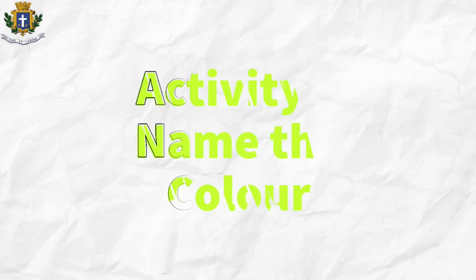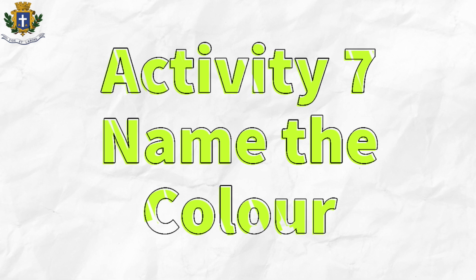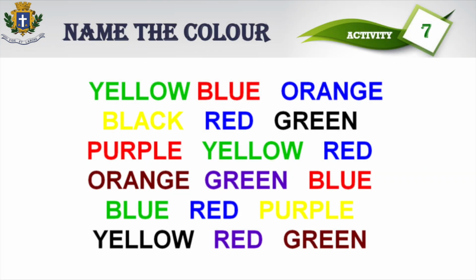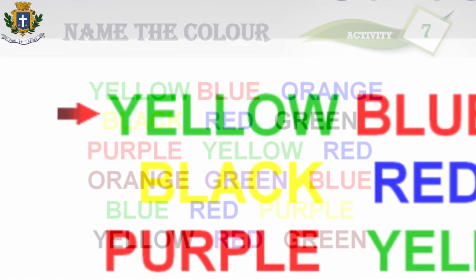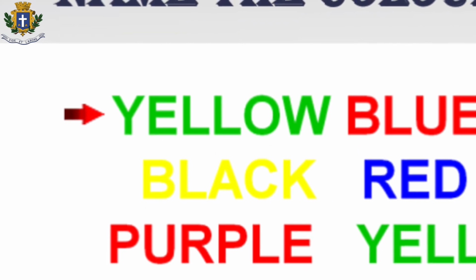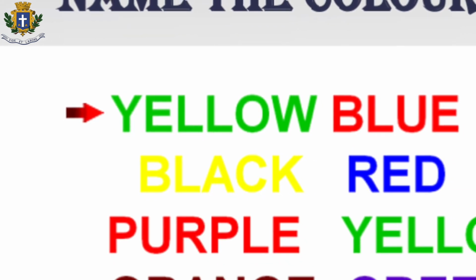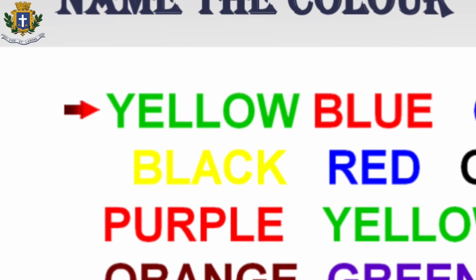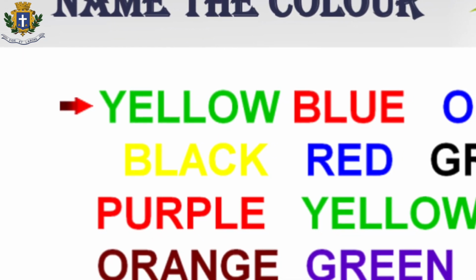My next activity is name the color. Here, the child is presented with color names with different font color. The child is simply expected to name the color of the word. It helps in measuring a child's selective attention capacity and processing speed ability. For example, the first word is yellow but written in green. The child is expected to concentrate hard to get the right answer.